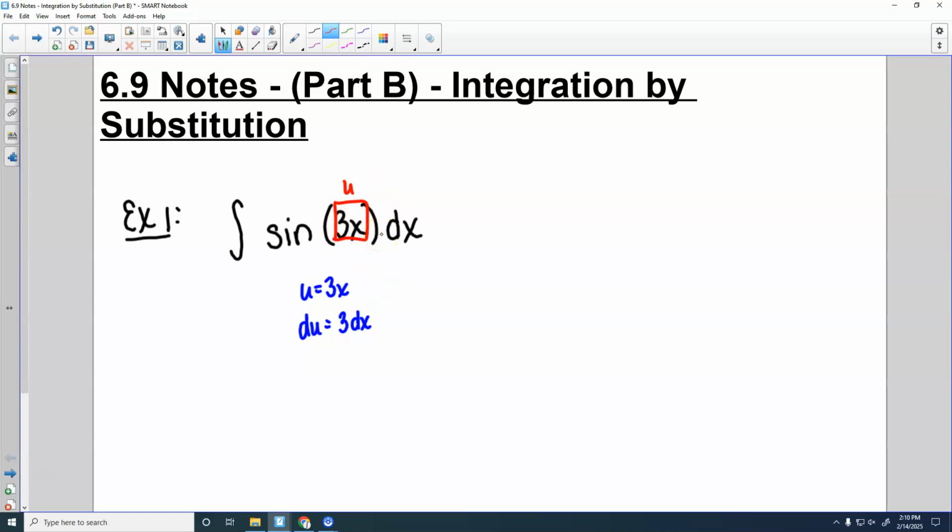Do we have everything that we need for our du? We need to squeeze a 3 in right here. If we do that, what do we have to put on the outside? 1/3. Very good. We're replacing this with a du. So if we switch this stuff over to u's now, we've got 1/3 integral of sine of u du.